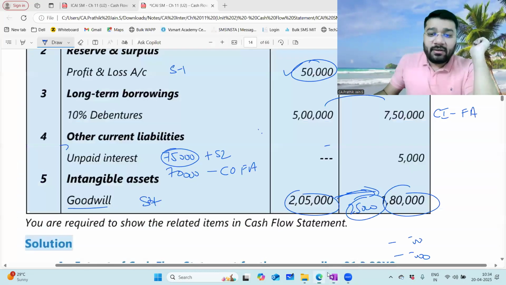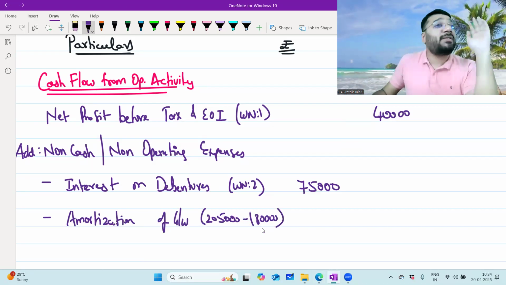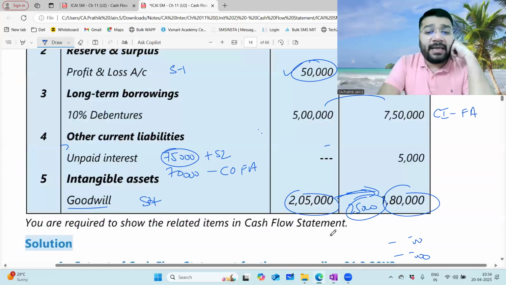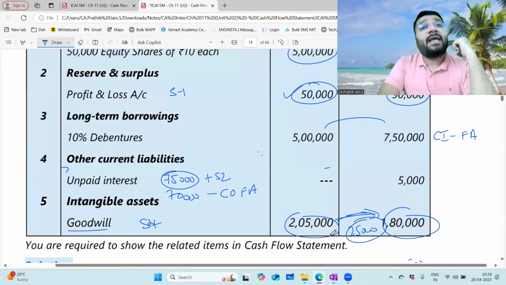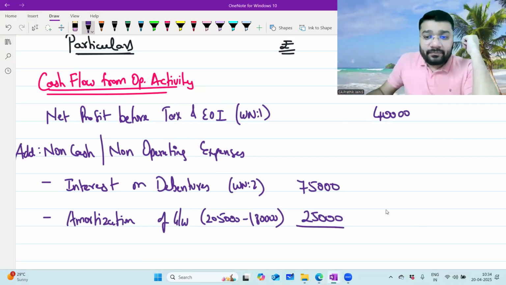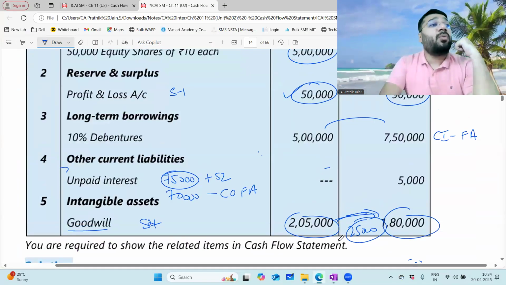You can show the difference here. How much is the difference? 2,05,000 minus 1,80,000. So should we show this calculation like this? The answer is yes. How much is it? 25,000. Okay. Is there any other non-cash or non-operating expenses? No. Is there any non-cash or non-operating income? No. So directly total is how much? 1 lakh 40,000 rupees. This is called operating profit before working capital changes.